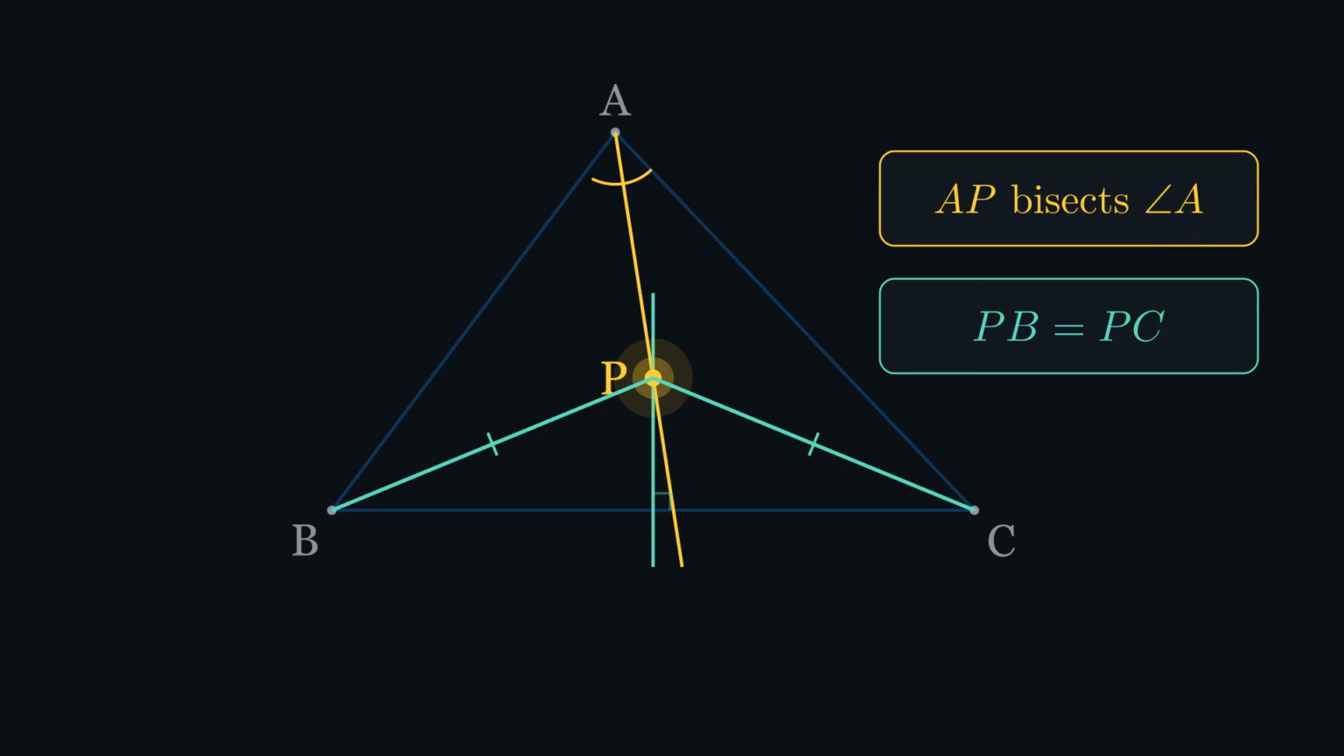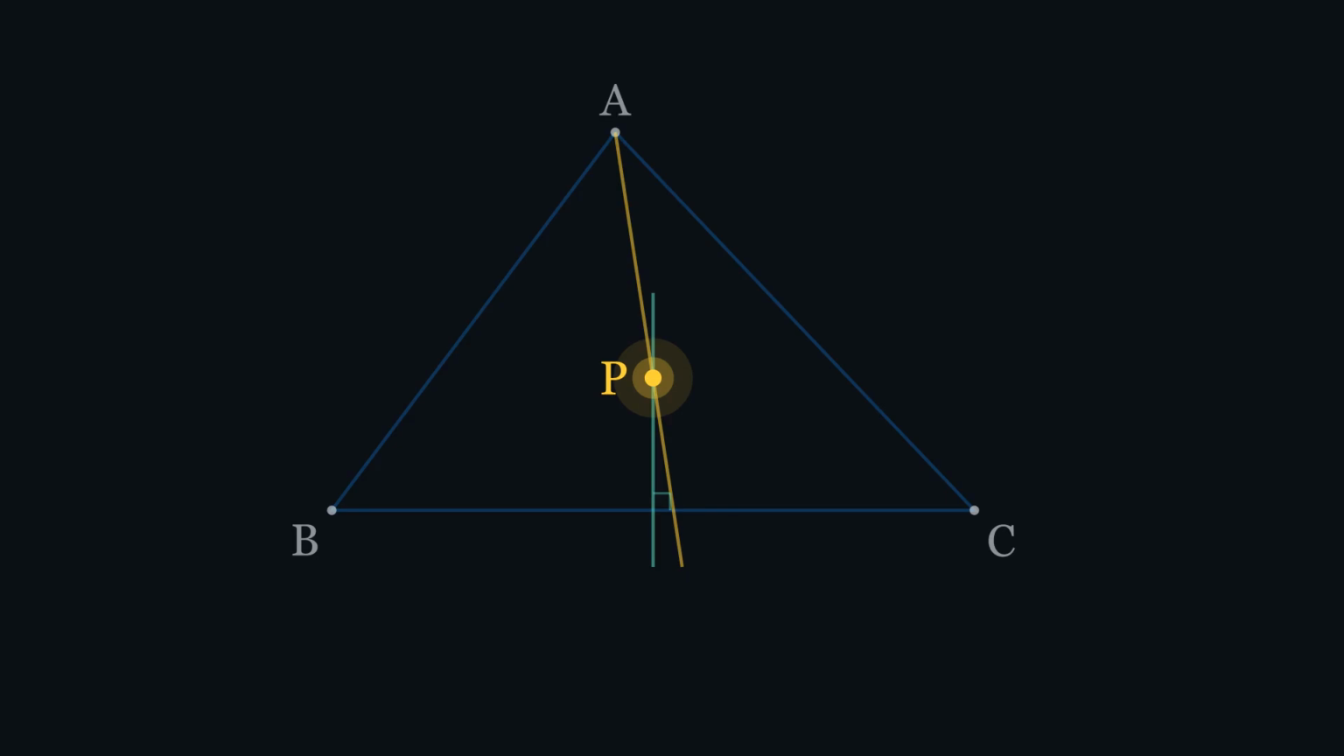P is exactly as far from B as it is from C. Hold both of those. Now I'm going to do one more thing to P. From P, I drop two little perpendicular lines, one over to side AB, hitting it at a right angle at a point I'll call E, and one over to side AC, hitting it at a right angle at a point I'll call F.